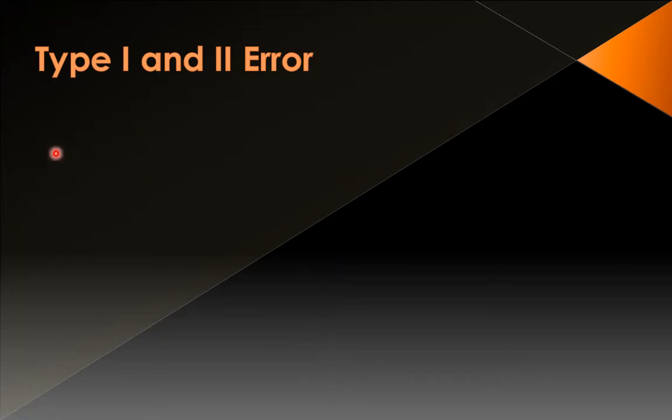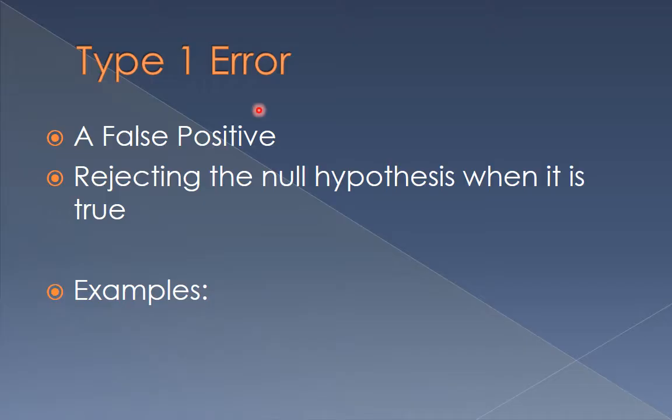So now we can take a look at type 1 and type 2 errors. A type 1 error is a false positive. This means that we have rejected the null hypothesis when it is, in fact, true. We can consider two examples of type 1 errors. One is telling a patient that he is HIV positive when in fact he is not. This is a false positive. Here, when HIV status is negative, that is the null hypothesis.